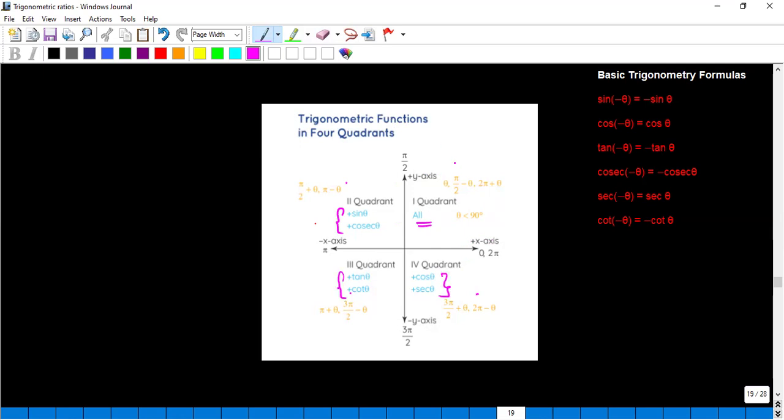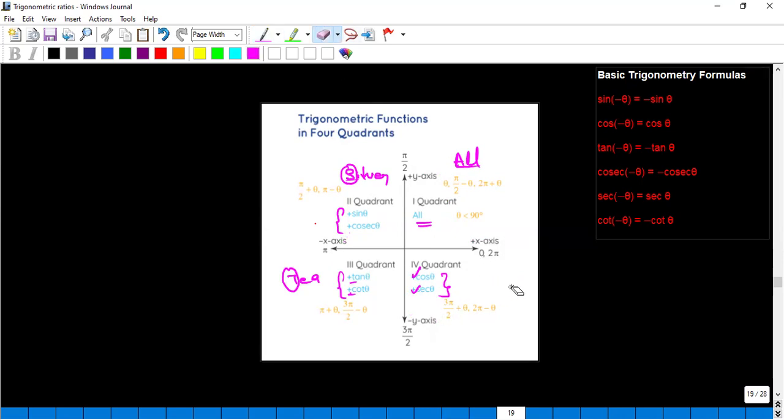That's why we used a code there like All, Silver, Tea, Cups. All means all are positive. Silver means we will take the first letter: sine and its inverse are positive. In Tea, first letter is T: tan and its inverse are positive. Cups, first letter is C: cos and secant are positive, remaining all are negative in the fourth quadrant.